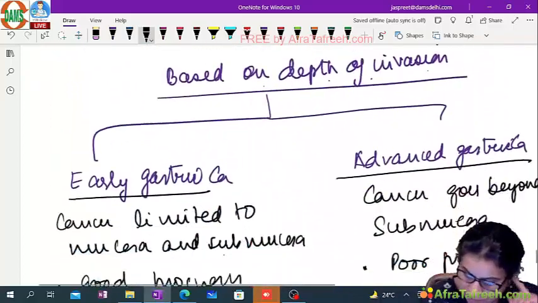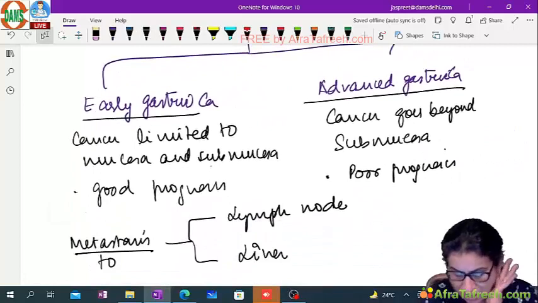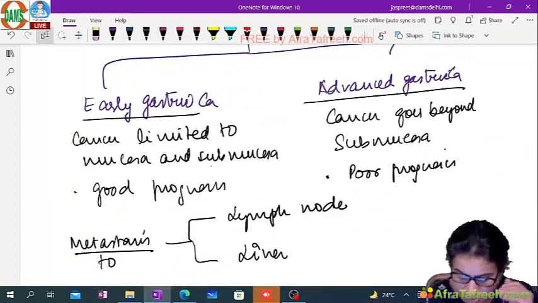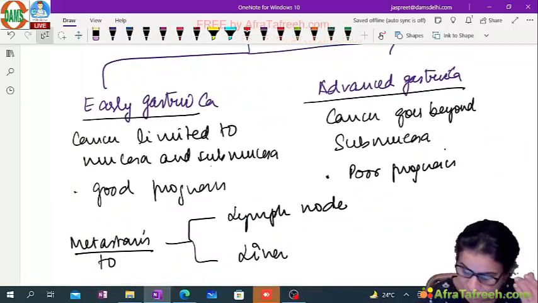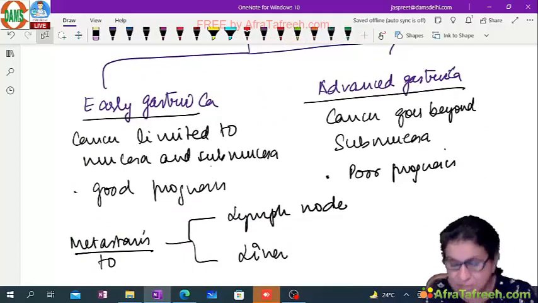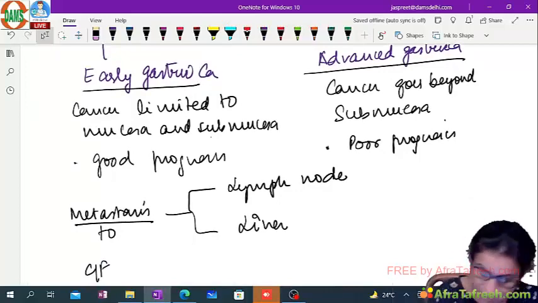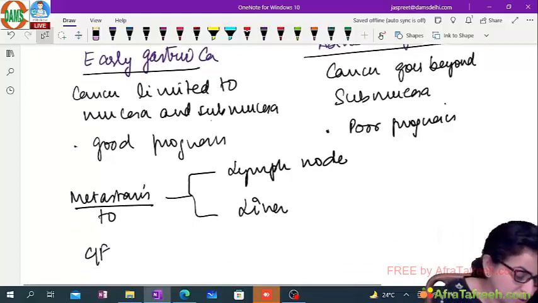Okay. Then based on depth of invasion, you divide gastric cancer into early and advanced. Early gastric cancer is limited to mucosa and submucosa and carries a good prognosis. Advanced gastric cancer goes beyond the submucosa. Now where do they produce metastasis? They can go to the lymph nodes and metastasize to the liver.